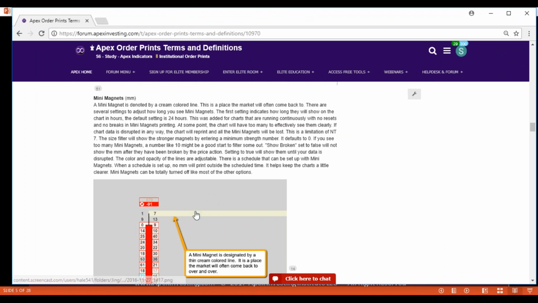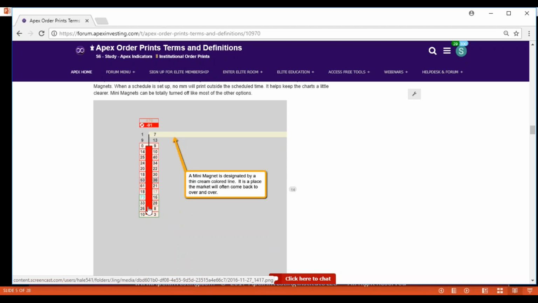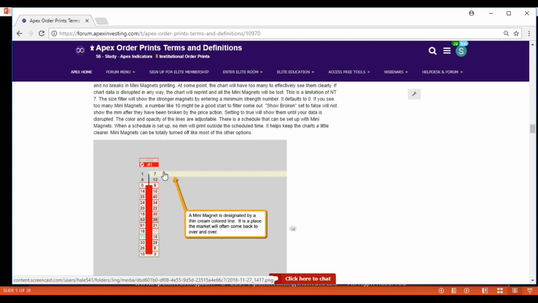All right, now what is a mini magnet? Why is one drawn there and not drawn in other places? Notice on this wick bar, you'll only have mini magnets on wicks. Okay, you won't have mini magnets in the body of a bar. You'll only have mini magnets on a wick. And notice on the top of this wick, the numbers on each side, neither one of them is a 0.